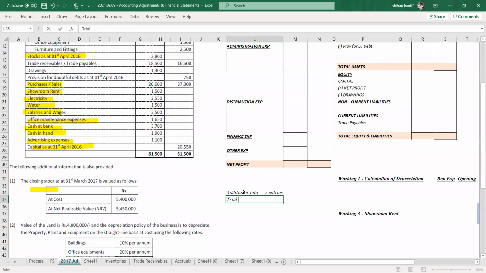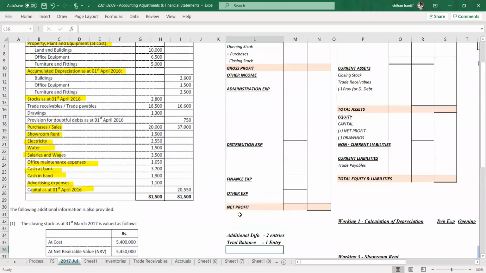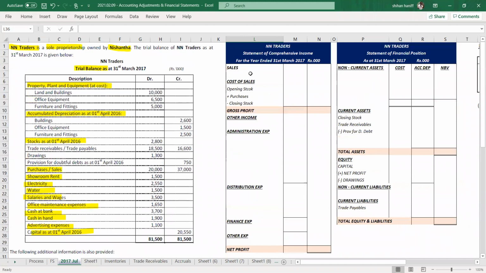Trial balance, information in the trial balance, only one entry, single entry. Right, so that is important. Whatever you take from the additional information, you have to record in two places. Additional information, two entries. Information from the trial balance, only one entry. Okay, so we will start with additional information.